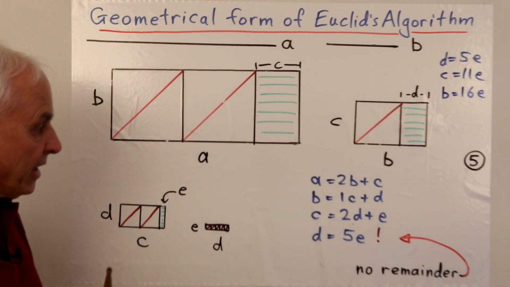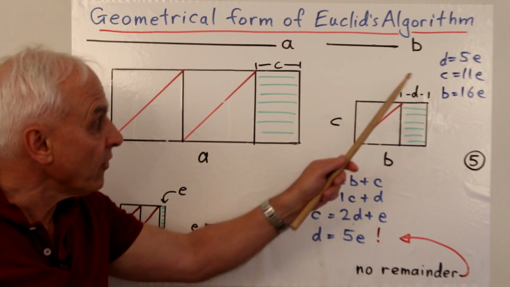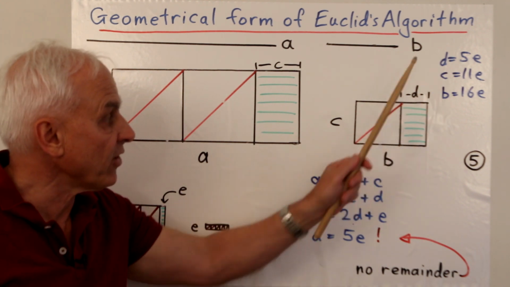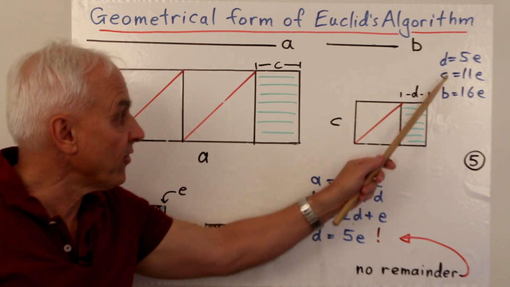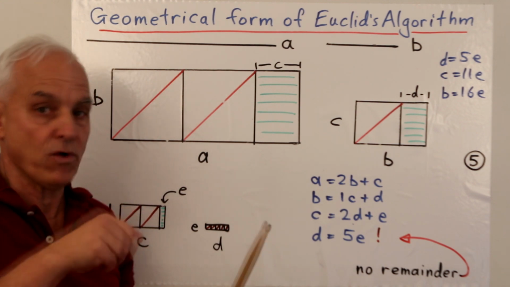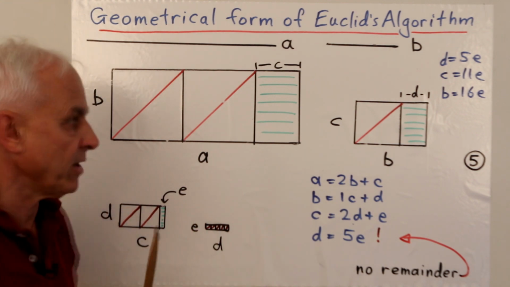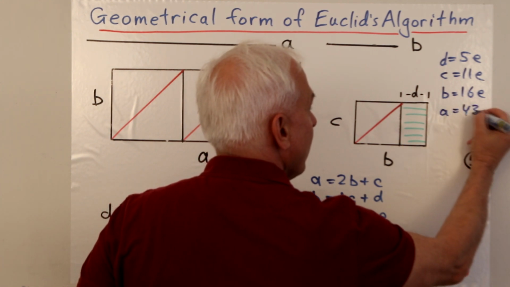Okay, good. And finally, what about A? A is equal to 2 times B plus C. So 2 times B is 32E, plus C is 11. So 32 plus 11 is 43. So 43E. A is equal to 43E.